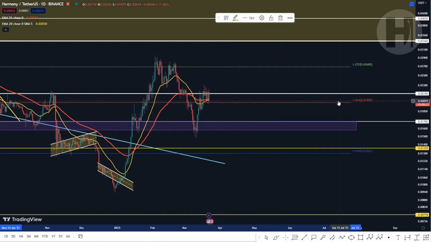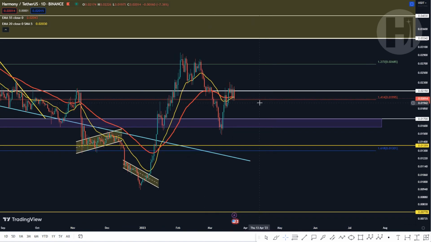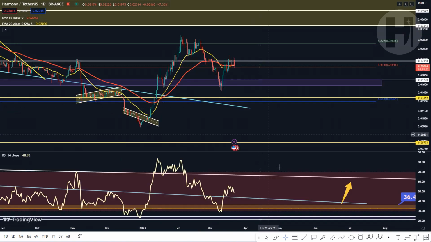We're losing the 1.414 Fibonacci level. And if we manage to lose that, obviously we're coming back down lower, and printing a higher low would be important in this scenario. But obviously, whatever Bitcoin does, altcoins will follow.